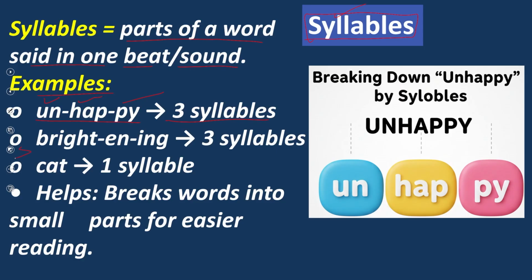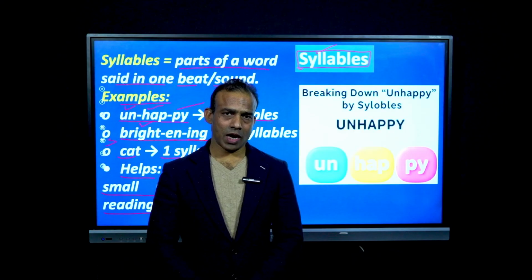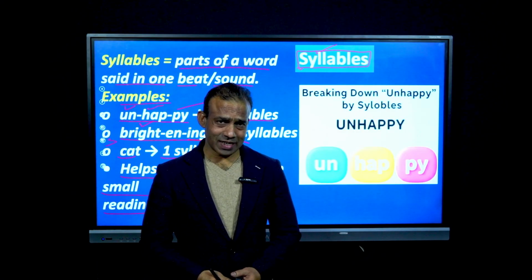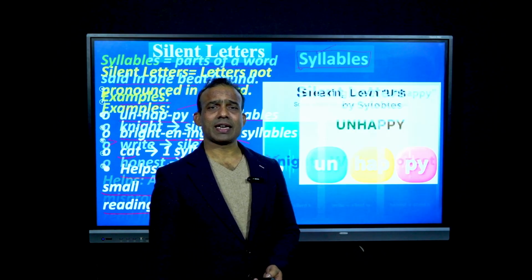The next example is brightening. This word is also divided into three syllables: bright-en-ing. And the next one is cat. Cat is just a one syllable word. So syllables help us break words into small parts for easier reading and understanding. So, dear students, now I hope you have a clear knowledge about what a syllable is. Now, move to the next slide.